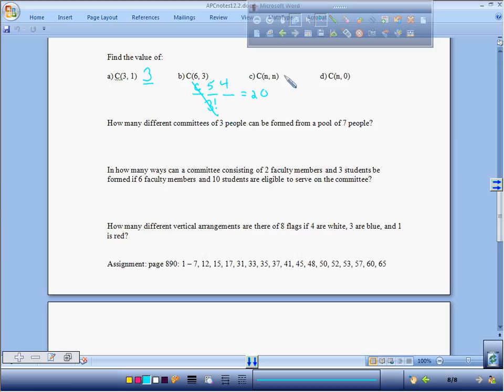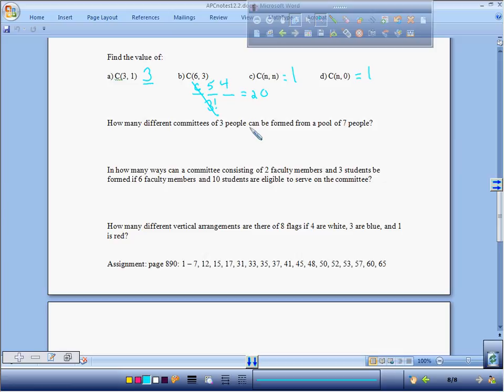Okay? N choose n is always equal to 1. And n choose 0 is also always equal to 1. And then if you have a problem like this, let me just go real quick. You're not doing anything: combination 0 to 1, you have 0 spots. That's just by definition, so the math works. Okay?